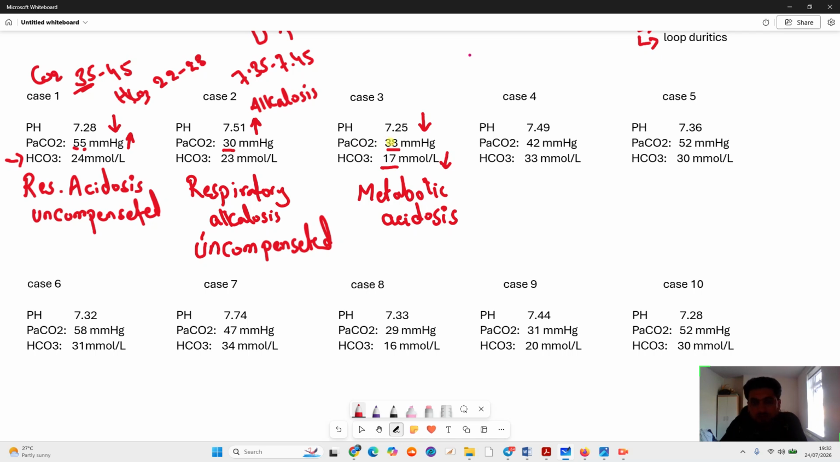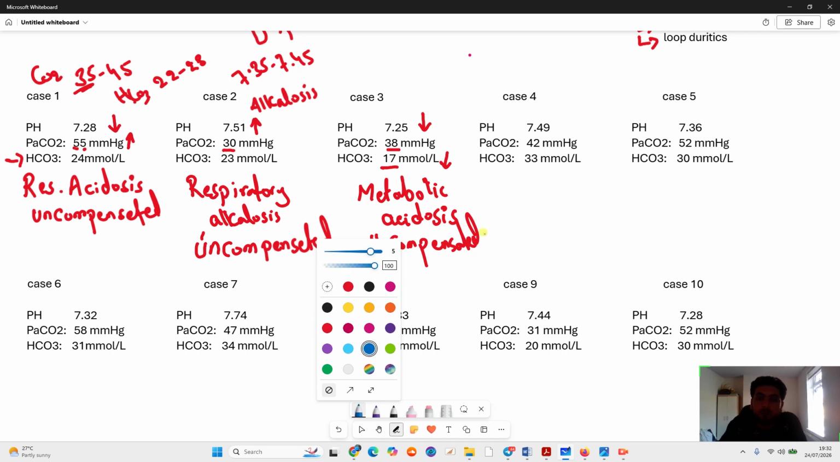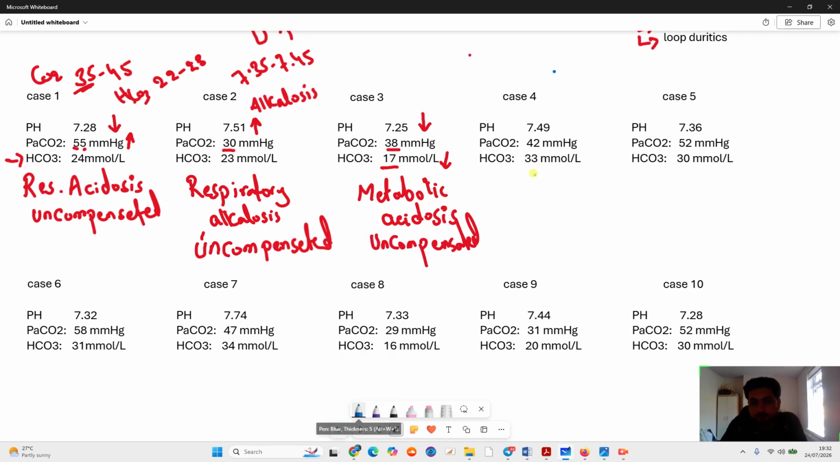Did the respiratory system try to compensate that or not? Look, the carbon dioxide level is normal, so it means uncompensated.